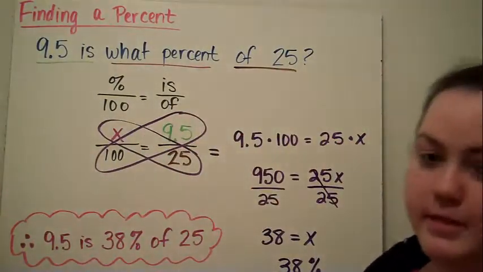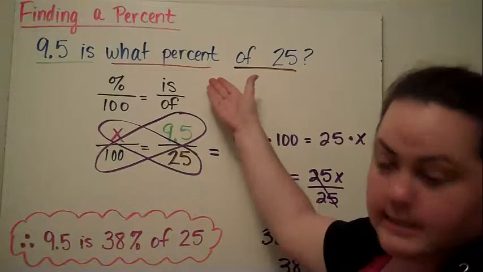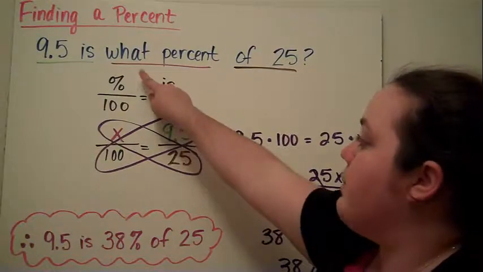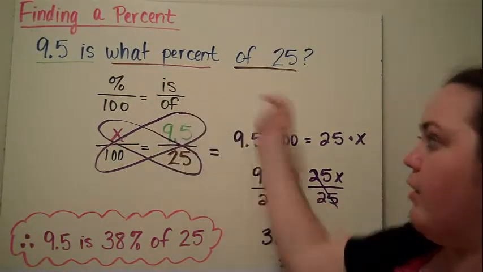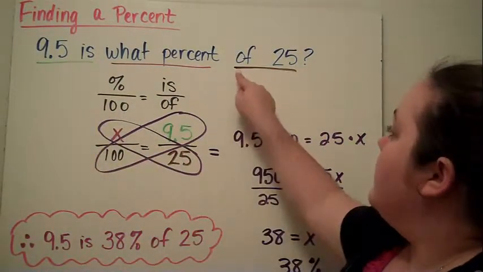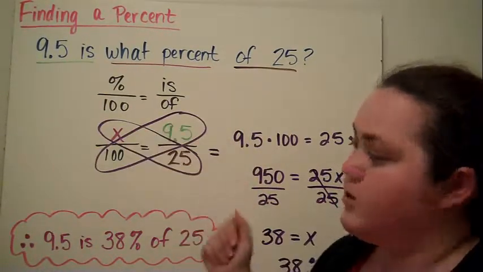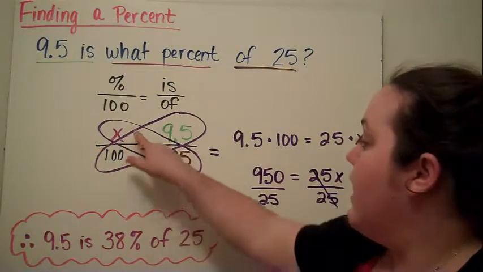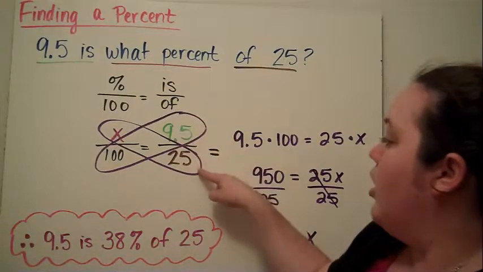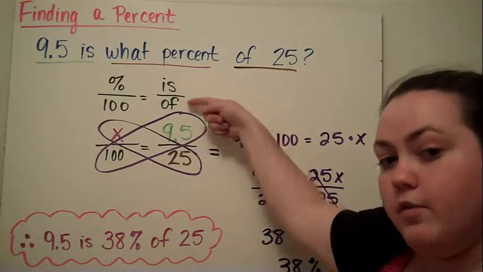If I need to find a percent, if I had 9.5 is what percent of 25? Well, I don't know the percent. That's what I'm trying to find. So I'm going to set up percent over 100 equals is over of. I have this number that matches up with my is. 9.5 is of 25. So I have this number that matches up with of. So I'm going to put x where I have percent because I don't know the percent. X over 100 equals 9.5 is my is number over 25 is my of number. So percent over 100 equals is over of.